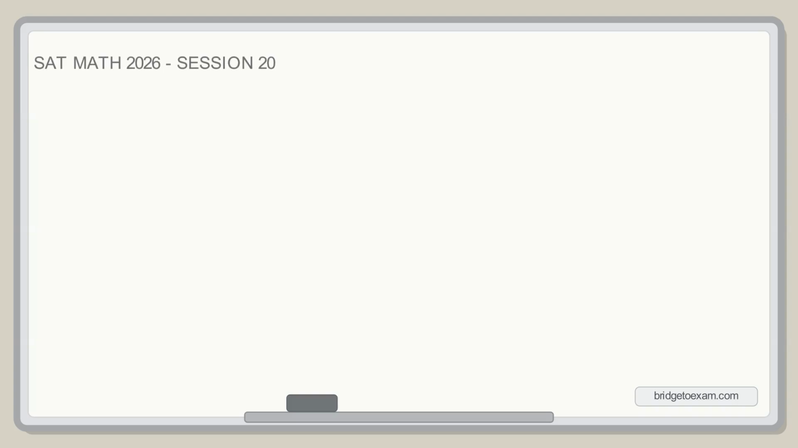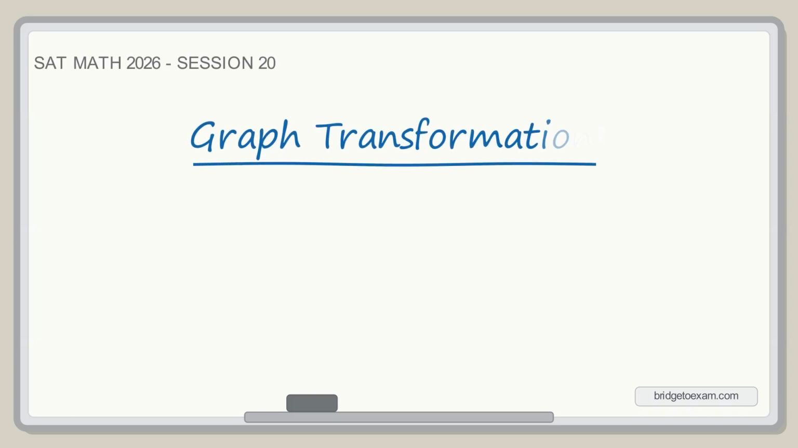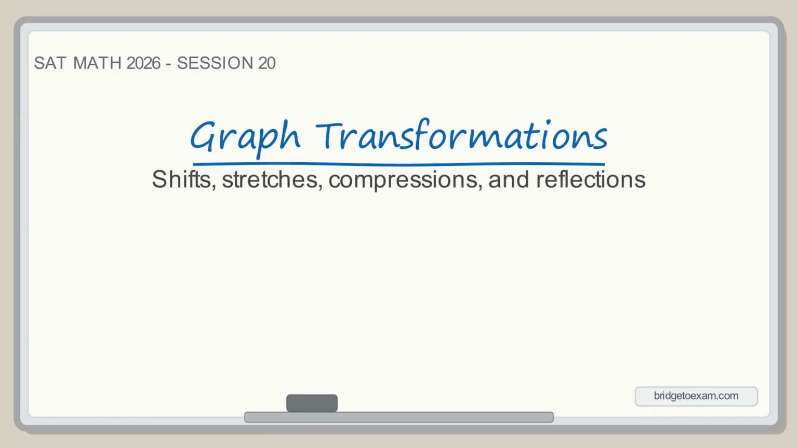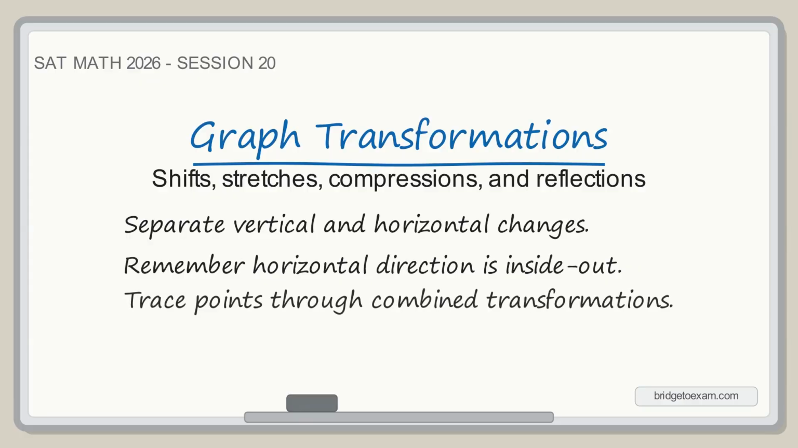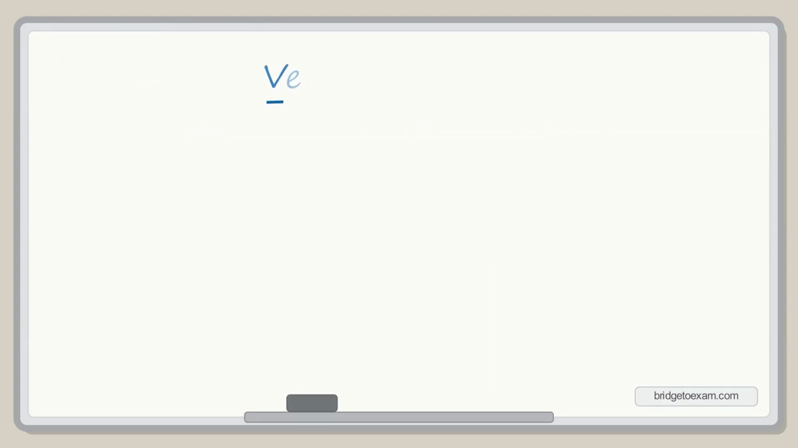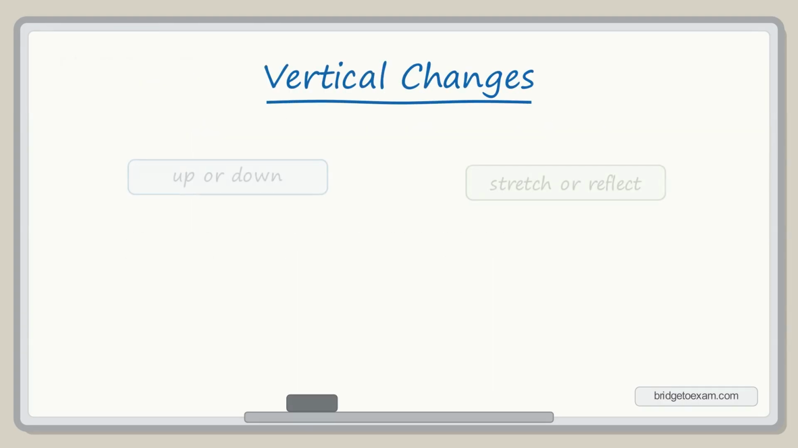Welcome to Session 20. Graph transformations describe how equations shift, stretch, compress, and reflect a parent graph. Today we focus on the rules that SAT questions love, especially horizontal direction. Changes outside the function affect outputs.